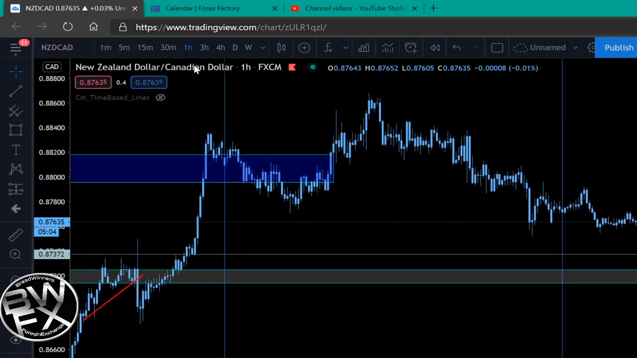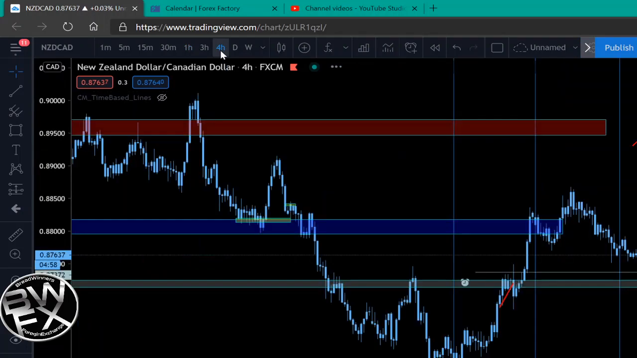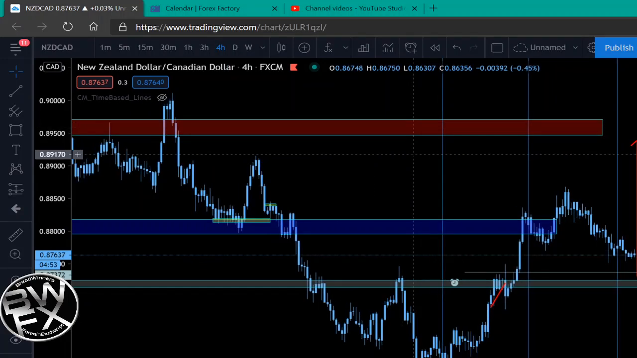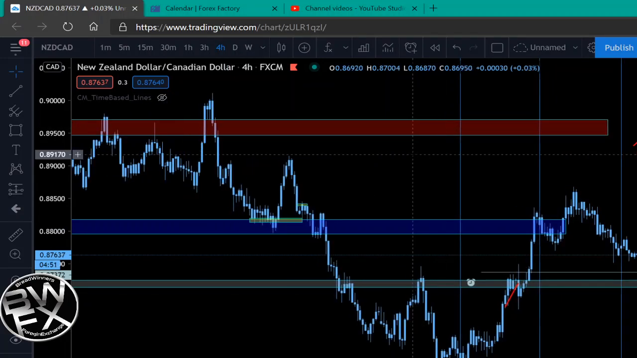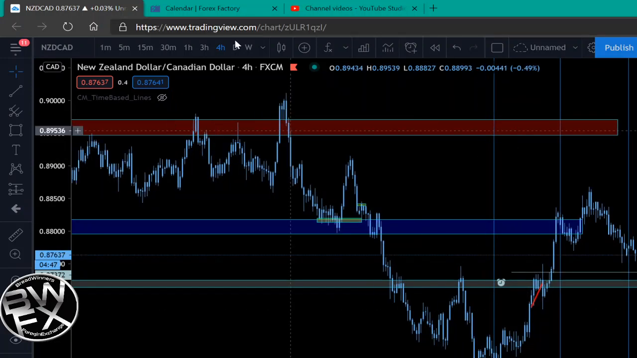So NZD CAD. Why did I put it on here? I don't know. Let's see. Okay, so apparently we had a break at this level, which must have been a significant level. I don't know. Let's see.